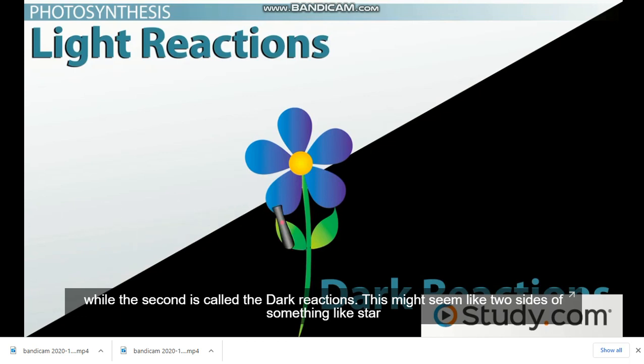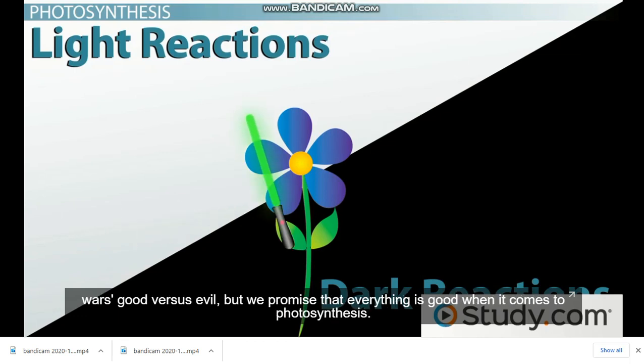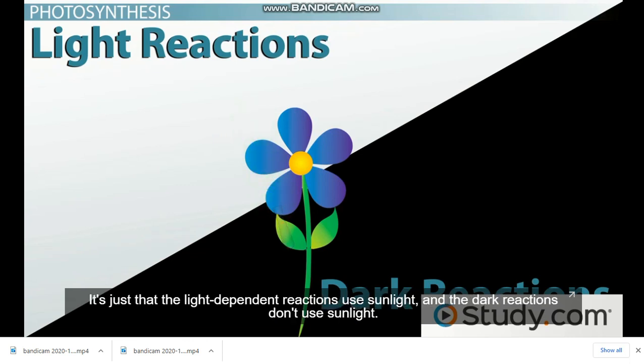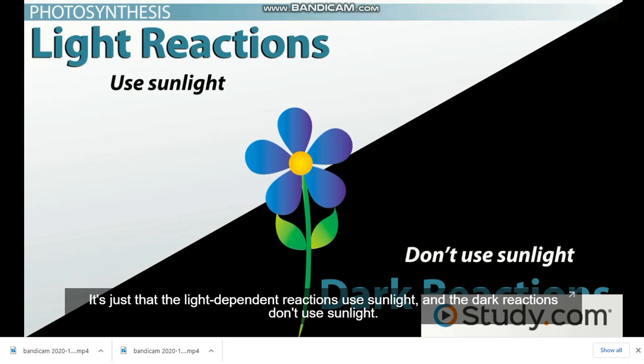This might seem like two sides of something like Star Wars, good versus evil, but we promise that everything is good when it comes to photosynthesis. It's just that the light-dependent reactions use sunlight and the dark reactions don't use sunlight.